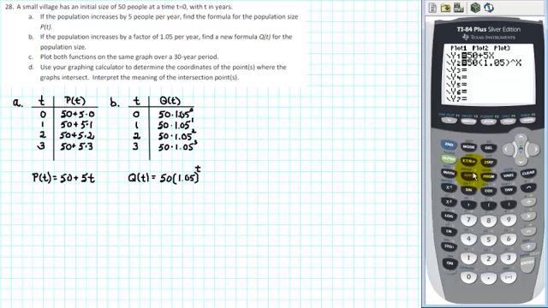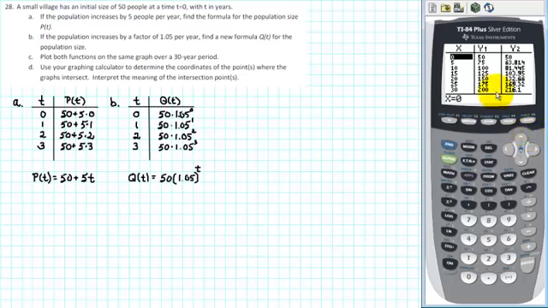And next we want to create a table of values. So we'll go to table set, which is second window. And I'm going to suggest that we start at time equals 0. And instead of incrementing by 1, we'll increment by 5, so we can see what happens to the population 5 years at a time. Make sure that the independent and dependent variable are both on auto. Then go to table, second graph.